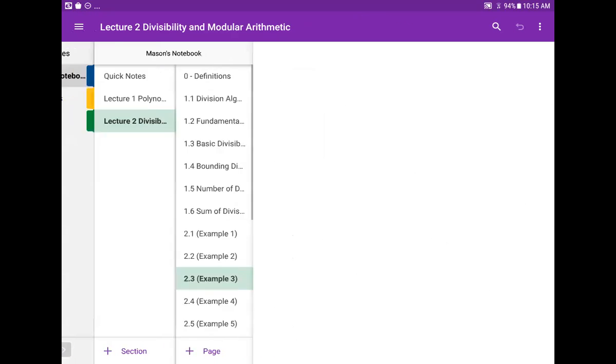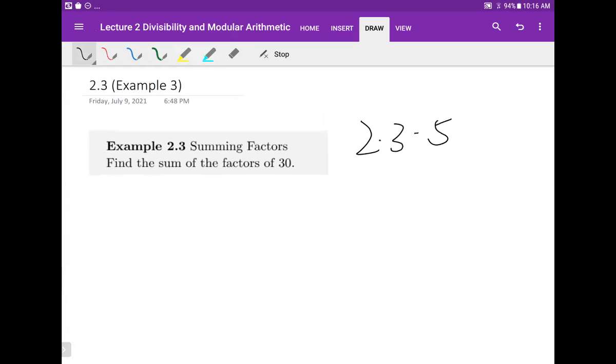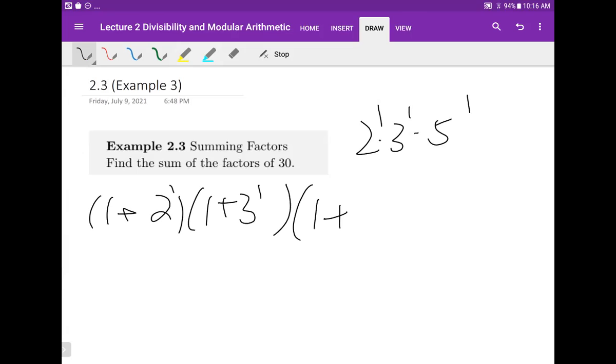And now we want to find the sum of the factors of 30. So we can use our formula again. The prime factorization was 2 times 3 times 5, right? So using the formula, 2 to the first times 3 to the first times 5 to the first, we have 1 plus 2, 1 plus 3, to the first power technically, and then 1 plus 5, which would be equal to 3 times 4 times 6, which is 72.